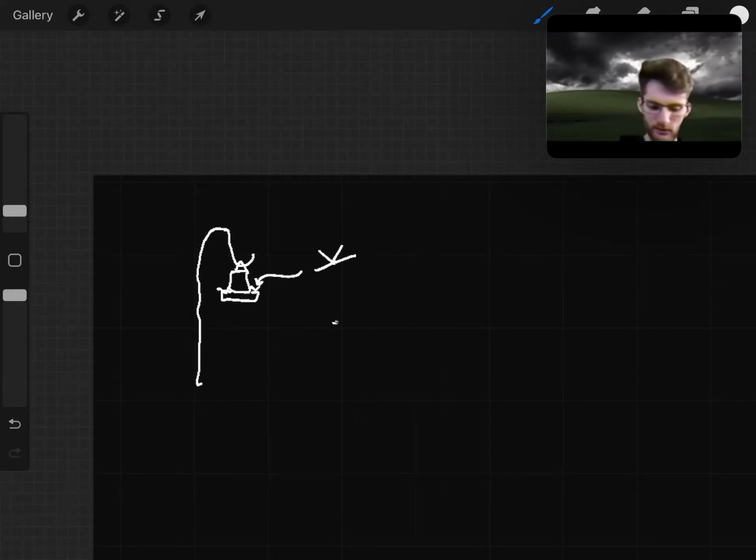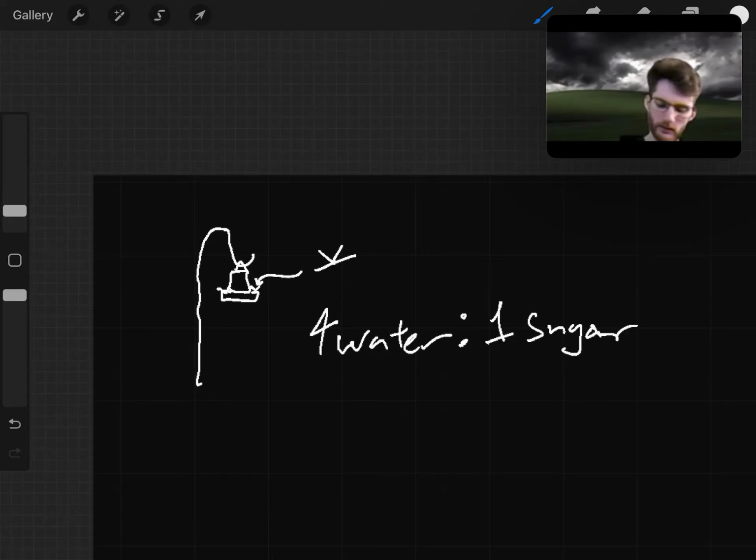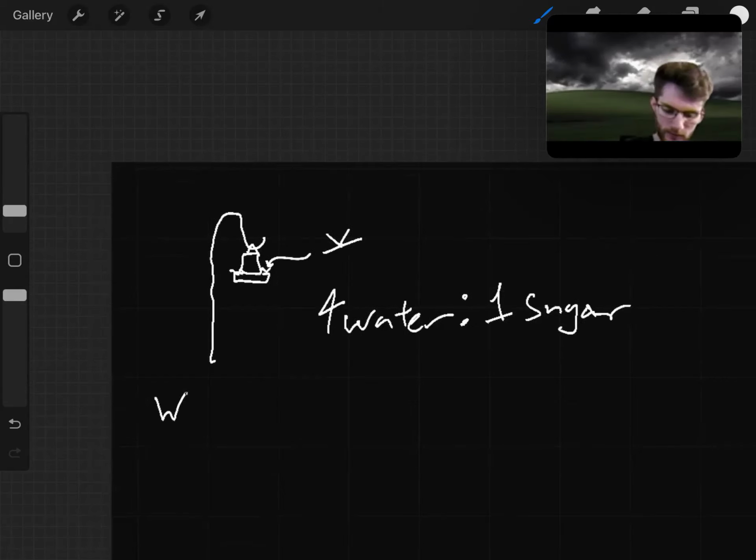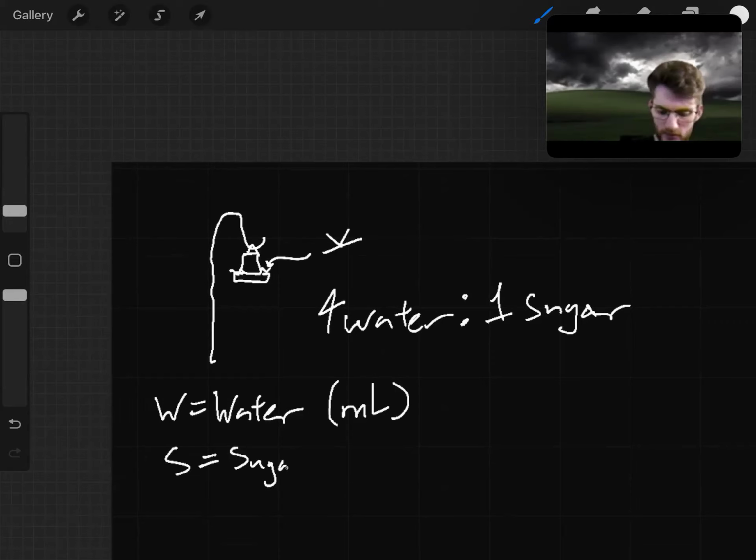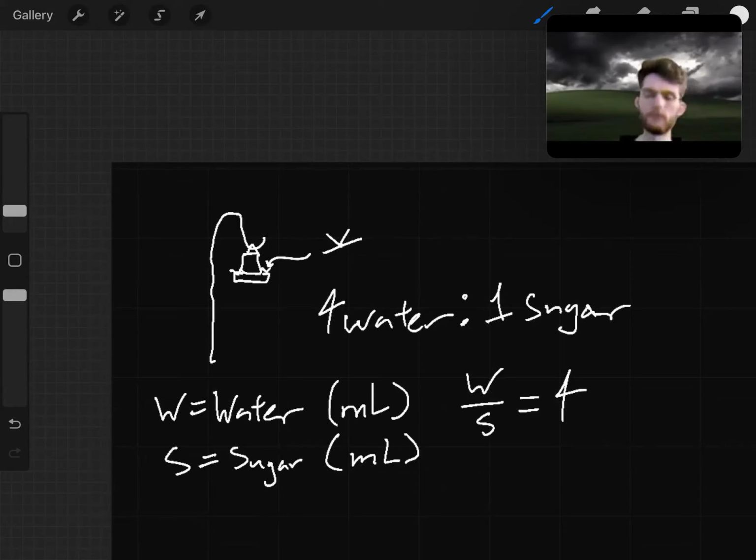There needs to be 4 parts water to every 1 part sugar. So let's say water is defined by W, and let's say this is a capacity in units of milliliters. And S equals sugar, which is in units of milliliters. So this means W divided by S needs to equal 4 in order to follow this ratio.